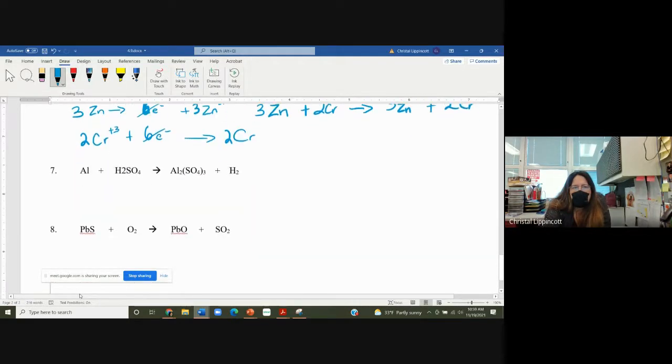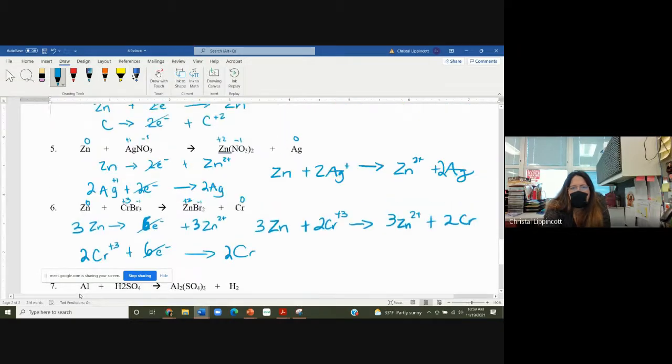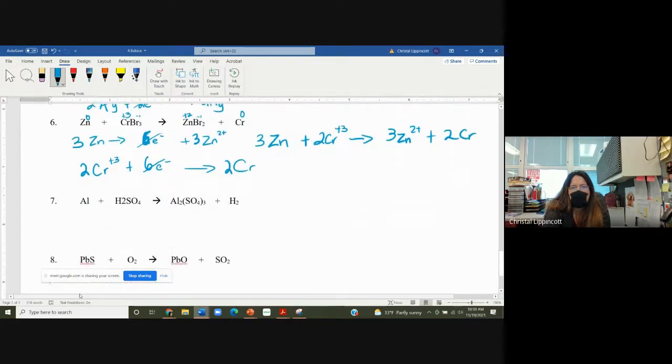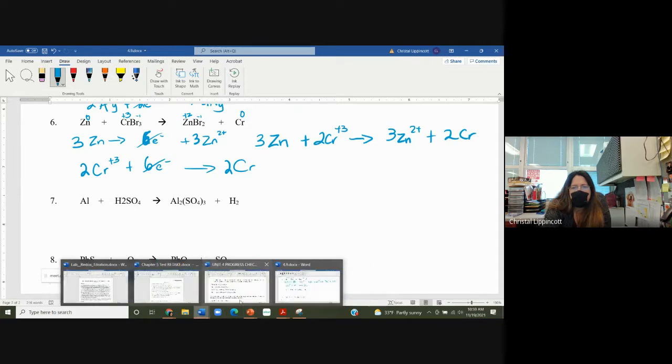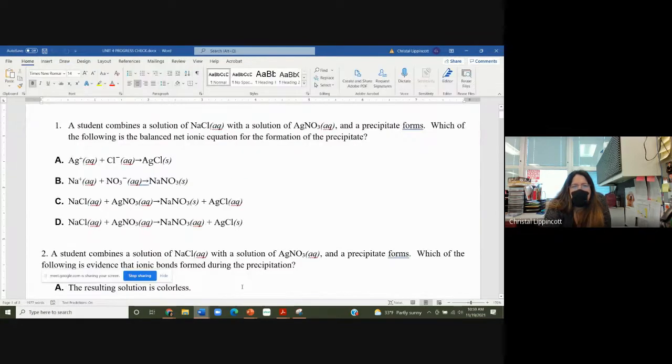And I think we got a couple more. Do you guys want me to go through a couple more, or are you feeling good about these? You want me to move on to the progress check and talk about that then? Okay. All right. So progress check I have over here. So you had the answer key available to you. So let me know what questions you have, what you want me to talk about on there.